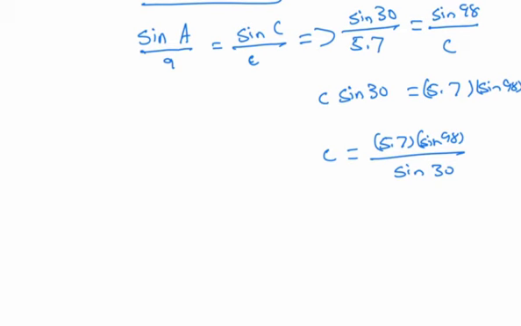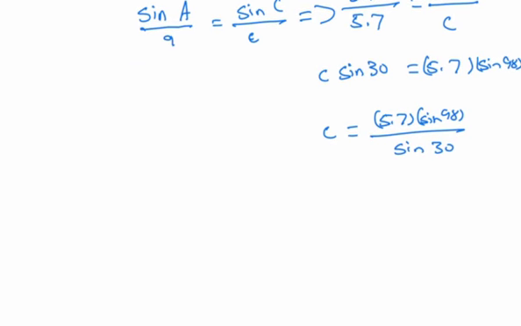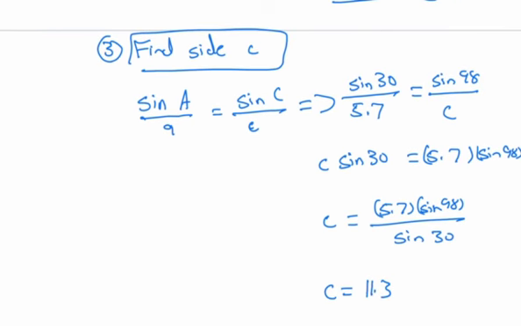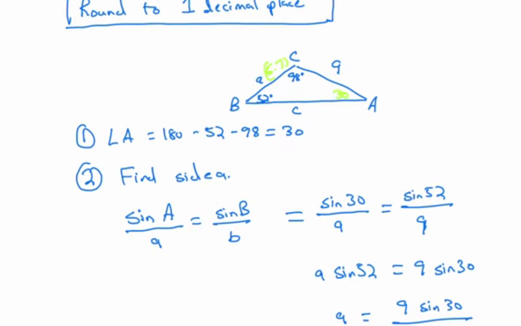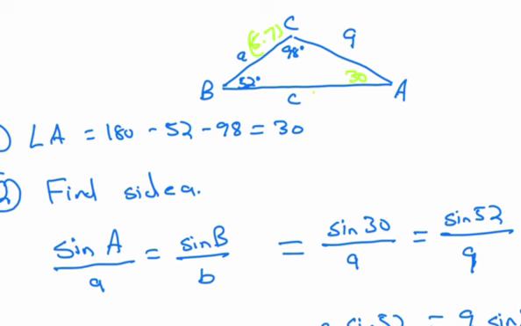And again, you may want to pause and put this in your calculator. I'm going to round it to one decimal place, as we're supposed to do. So this is going to come out to 11.3. And we are officially finished. We have found all the sides and all the angles. We began with 2 angles on one side, and we have essentially calculated the last angle and the last 2 sides.